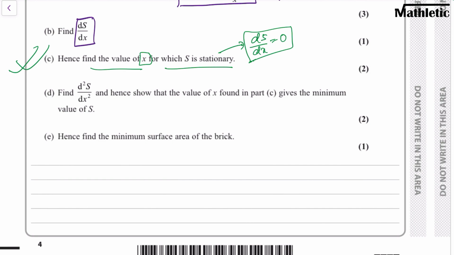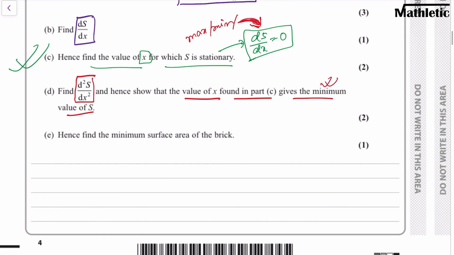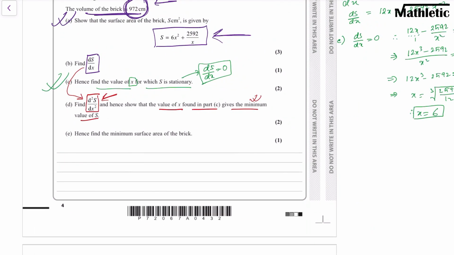Next, find d square s by dx square and show that this value of x found in part C gives us the minimum value. For maximum, for minimum, for stationary, for turning, for each case, the condition is the same, ds by dx is 0. So to distinguish whether it's actually giving us the minimum, not the maximum, you need to find the second derivative, as in you need to differentiate ds by dx again.